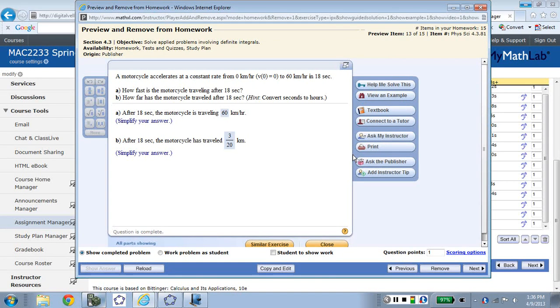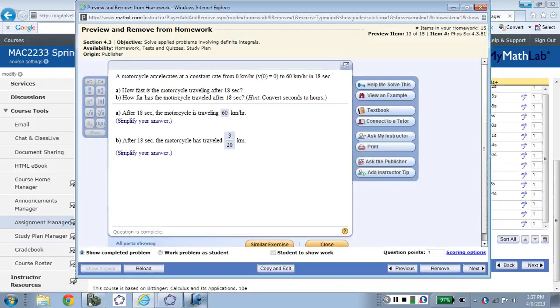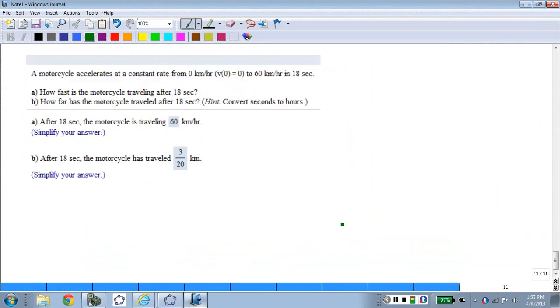A motorcycle accelerates at a constant rate. Basically, that means constant acceleration, a of t equals some constant, from 0 kilometers per hour to 60 kilometers per hour in 18 seconds. Why couldn't it have just given us meters per second? Why did it have to give us kilometers per hour? I don't know. How fast is the motorcycle traveling after 18 seconds? I think we can do this without having to do the conversion.